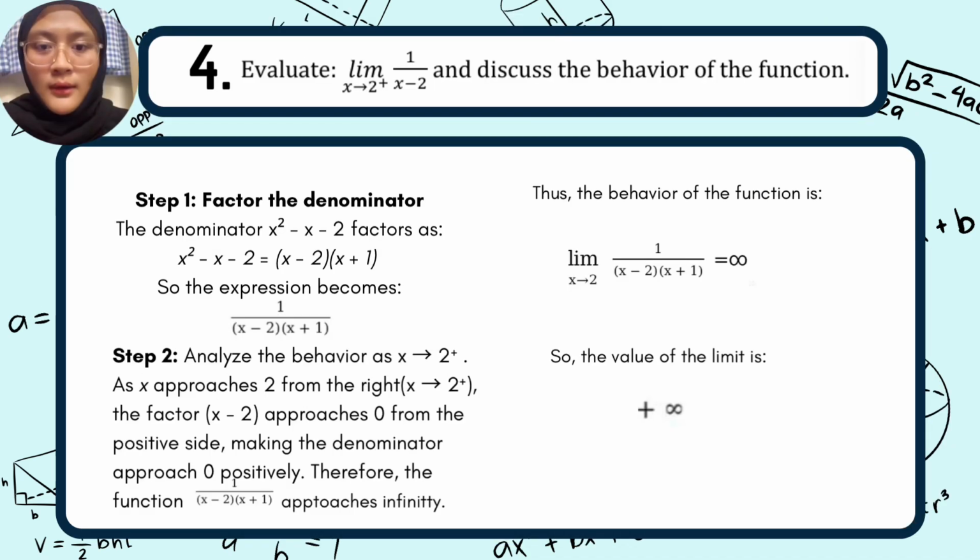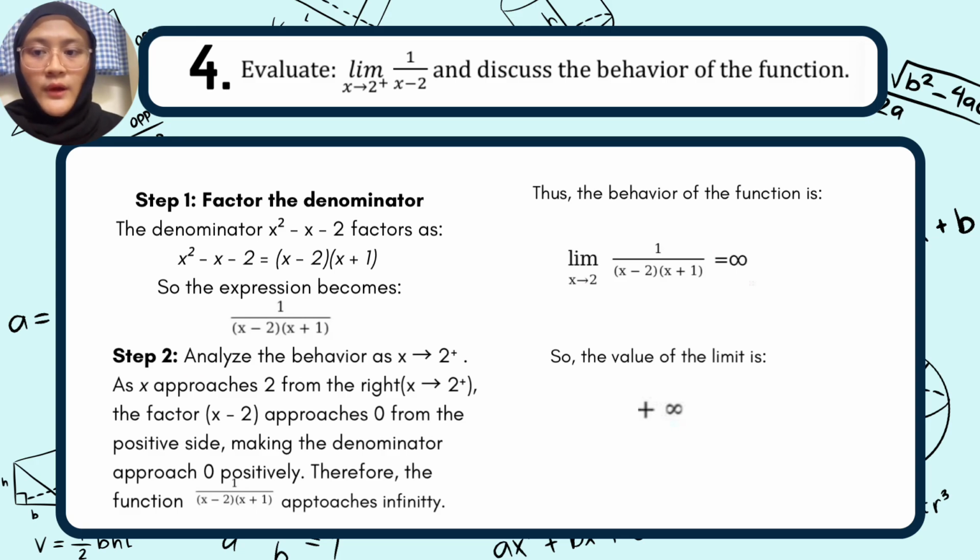Okay, for this function, we are asked to find the limit as x approaches 2 from the right of 1 over (x squared minus x minus 2). Step 1. Factor the denominator. The expression x squared minus x minus 2 can be factored, so the function becomes 1 over (x minus 2)(x plus 1).